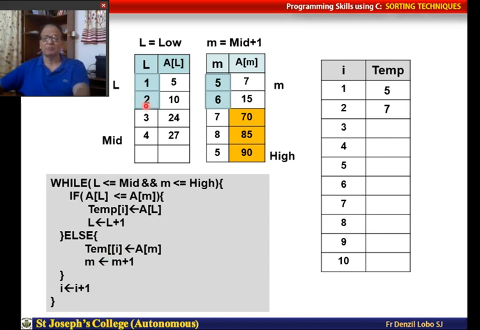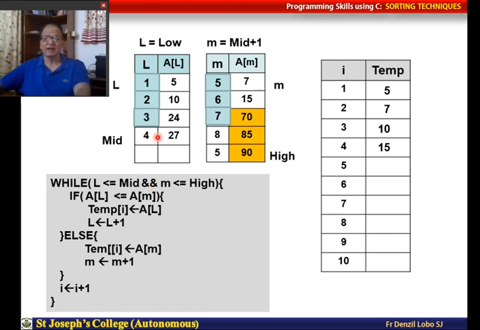Now both of them, 2 is pointing to 10, 6 is pointing to 15. Again you ask this question, is A2 less than A6? Yes, therefore 10 goes in there, you increment the value of L here. Now again you ask this question, is A3 less than A6? No, therefore 15 will go there and you increment the value of M.